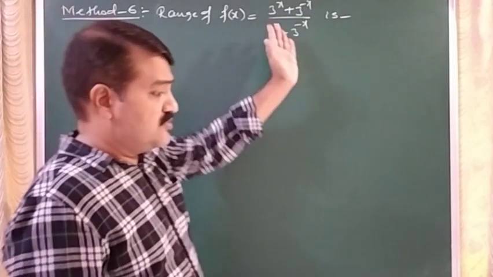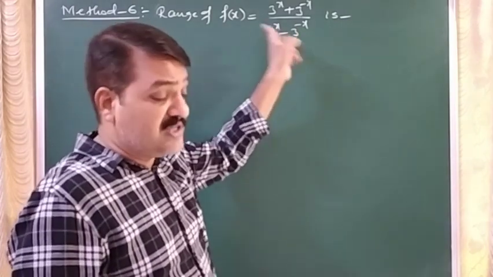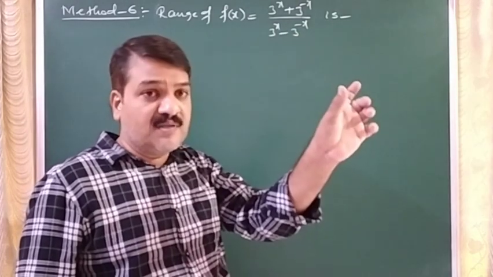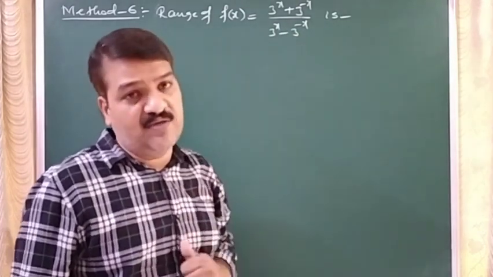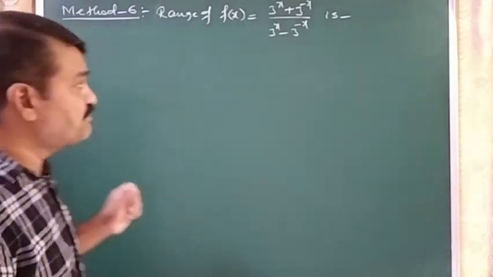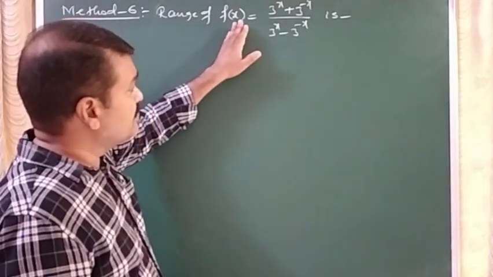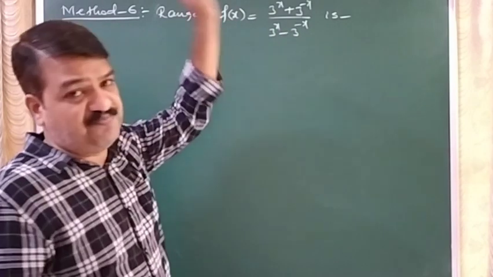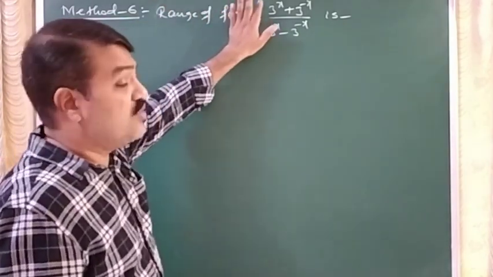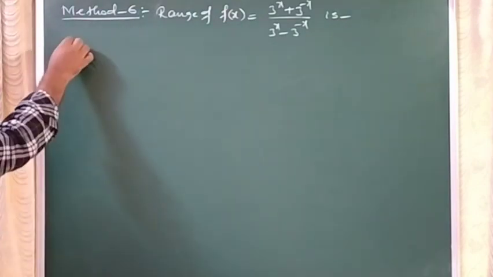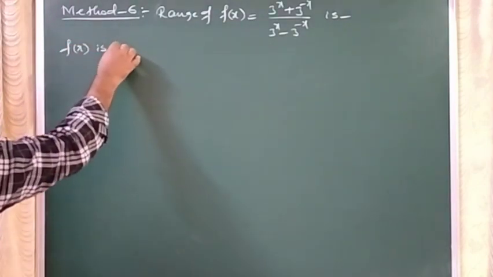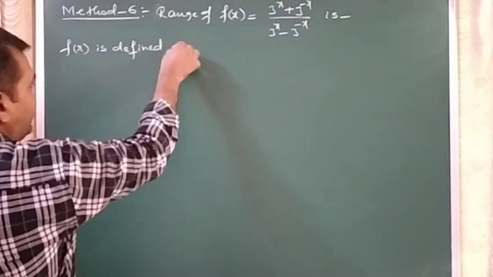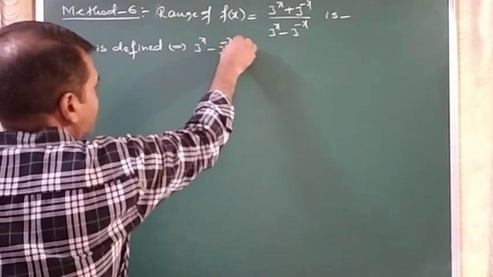So this is the function. First of all, I will try to find the domain, because in method 6 we discussed that the domain of the function must be either R or R minus some finite values. So f of x is not defined only when the denominator is 0. I am finding the domain first to check whether method 6 is applicable or not. So f of x is defined if and only if the denominator is not equal to 0.